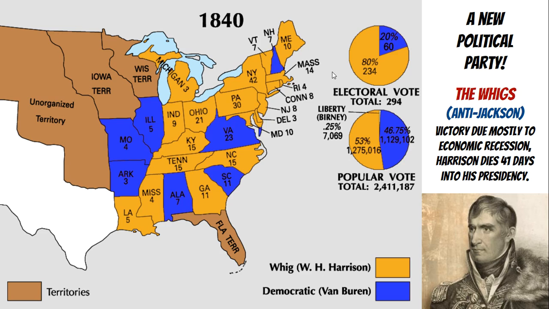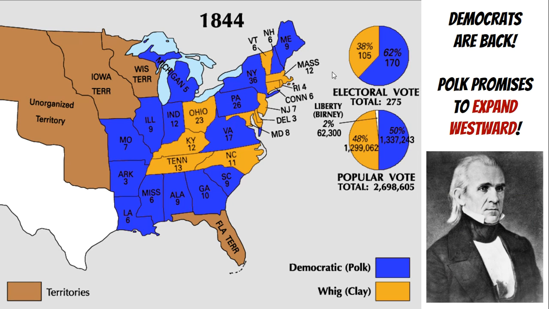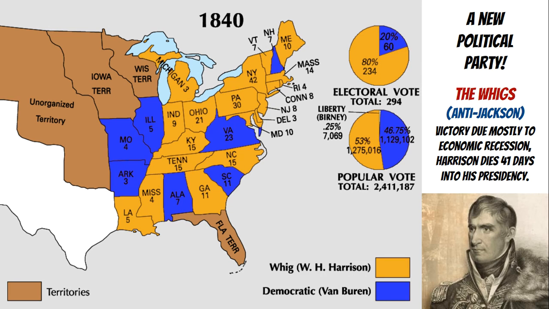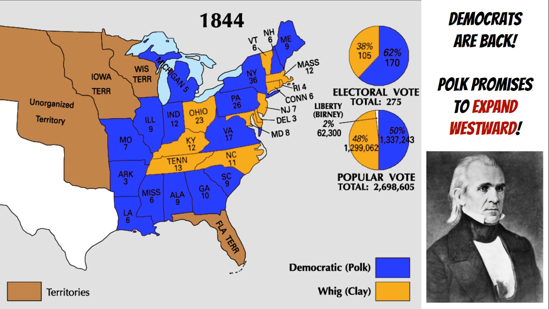We'll see the next election, 1844. Look at the difference in those states. Let's go back. I'm going to roll back to 1840 and see how many of those yellow states, ones that voted for the Whig Party, are now voting Democrat again. We have a victory by Polk. The Democrats are back, the Democratic Party.